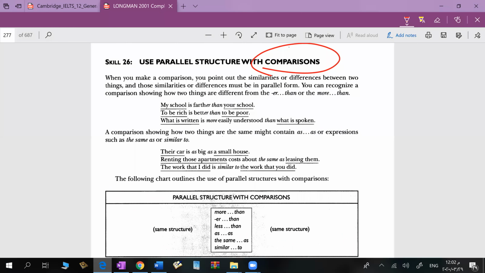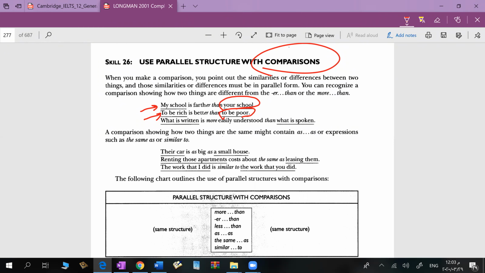So we also use parallelism with comparisons. Look at this, for example: my school, we have here a noun phrase, is further than your school, another noun phrase. Okay. To be rich, what do we have here? We have to, we have be, and we have an adjective. Is better than to be poor. Again, they have to be the same structure.